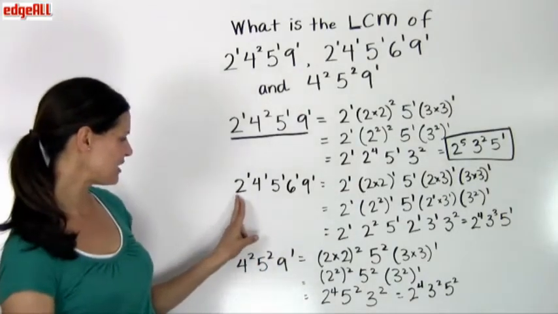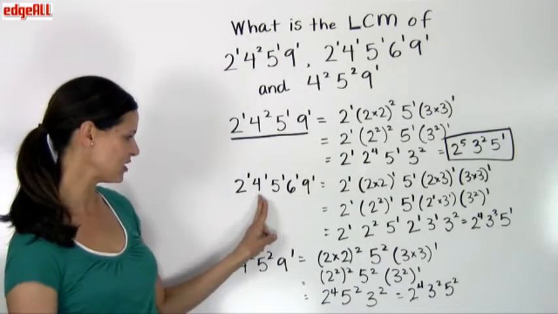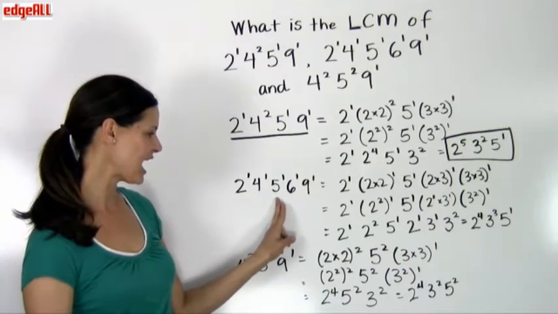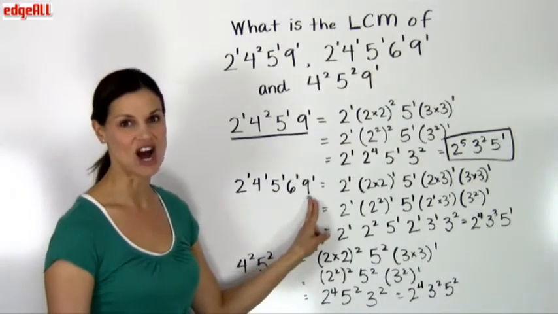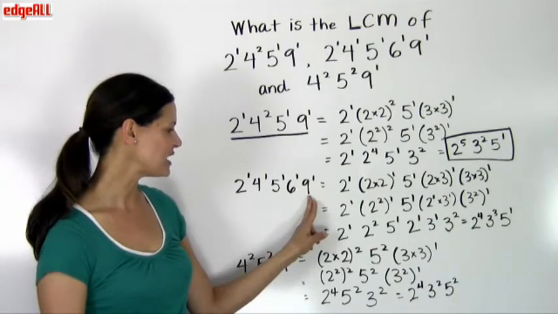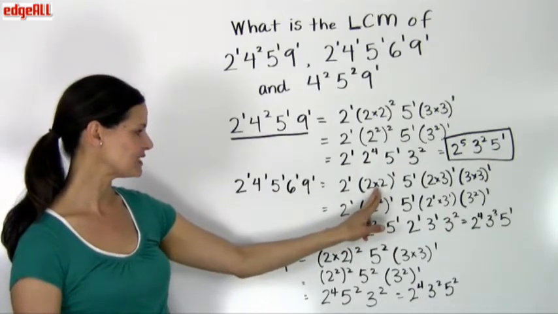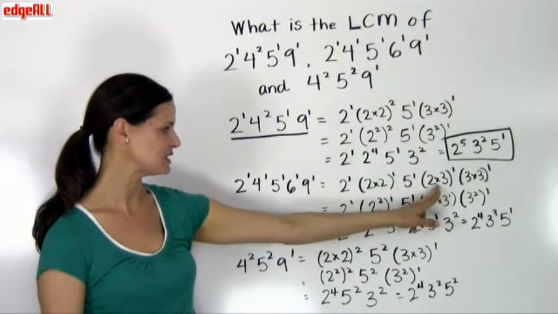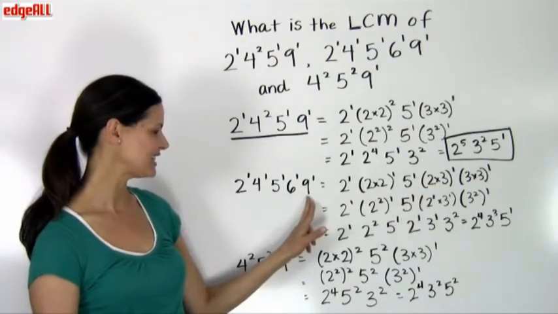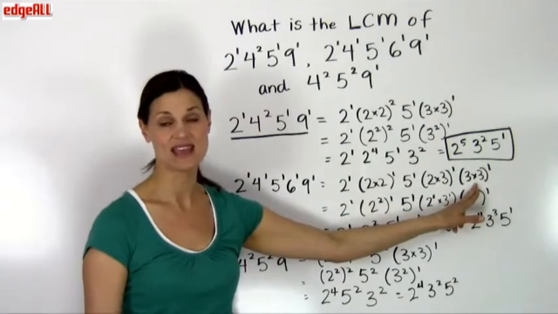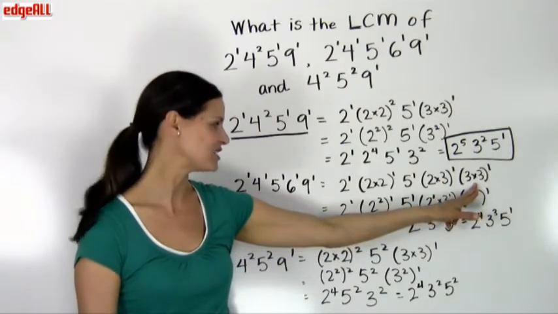And so I can see right away 2 is a prime number, 4 is not. 5 is prime, 6 and 9 are not. So I need to rewrite my 4 as 2 times 2, my 6 as 2 times 3, and the 9 as 3 times 3 so that they're all in their prime factorization.